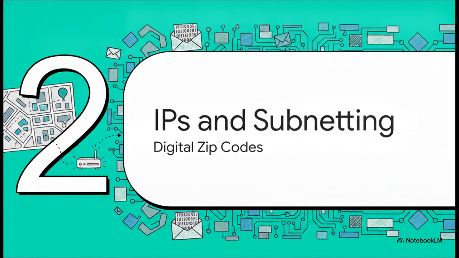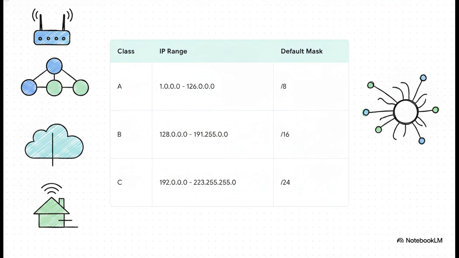Section 2. IPs and Subnetting: Digital Zip Codes. Okay, so IPv4 addresses are made up of 4 octets, separated by dots. Historically, these addresses were grouped into specific classes: A, B, and C. Class A was reserved for absolutely massive networks, assigning only the very first octet as the network portion, which gives us that /8 default subnet mask. Class B was for medium networks, and Class C gave us the familiar /24 mask for smaller networks, kind of like your home Wi-Fi. Now, while we use classless routing today for way better flexibility, understanding these historic boundaries is absolutely crucial for grasping how networks are sliced up.